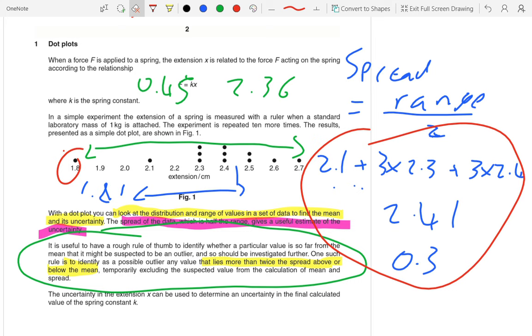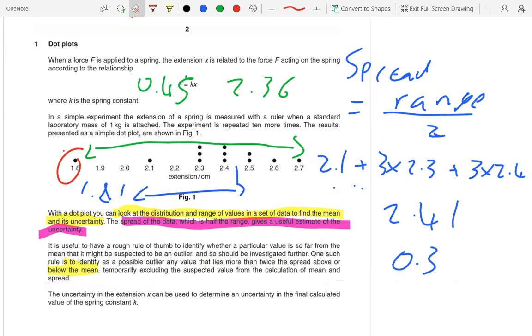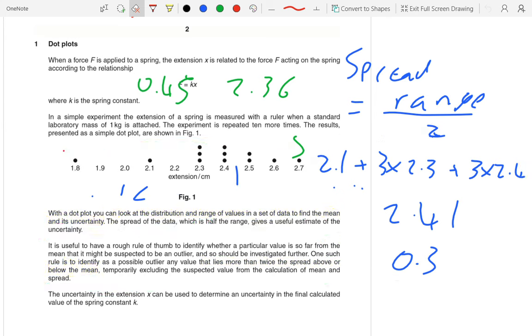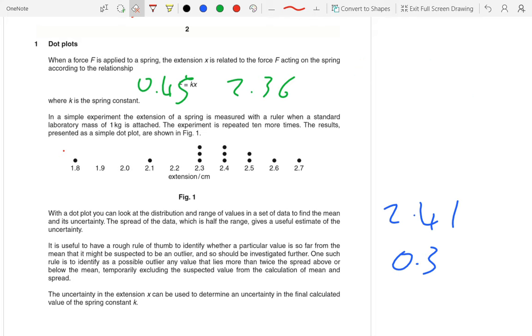And like I say, if it's outside twice the spread above or below the mean, then you can exclude it. So we calculate our mean and our spread of the data to be 2.41 and 0.3. So just double check that for yourselves and make sure you can calculate it correctly. If you get a different answer, then double check it, and it probably just means I've gone wrong somewhere.